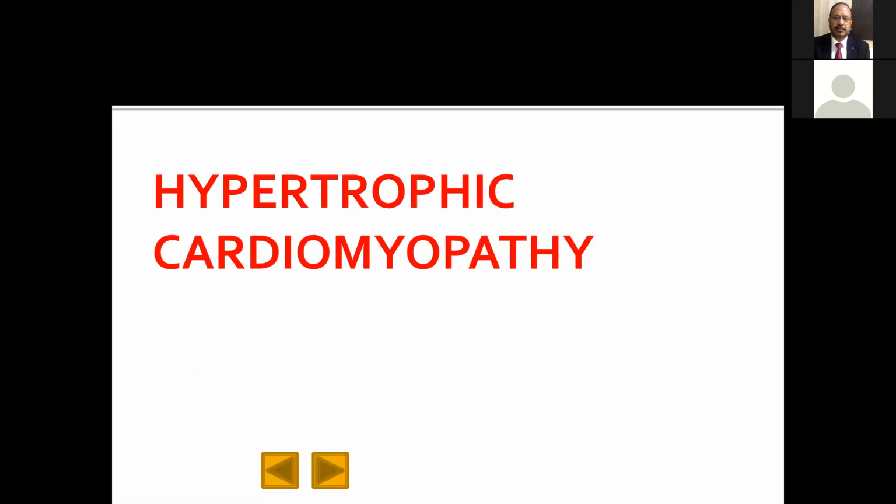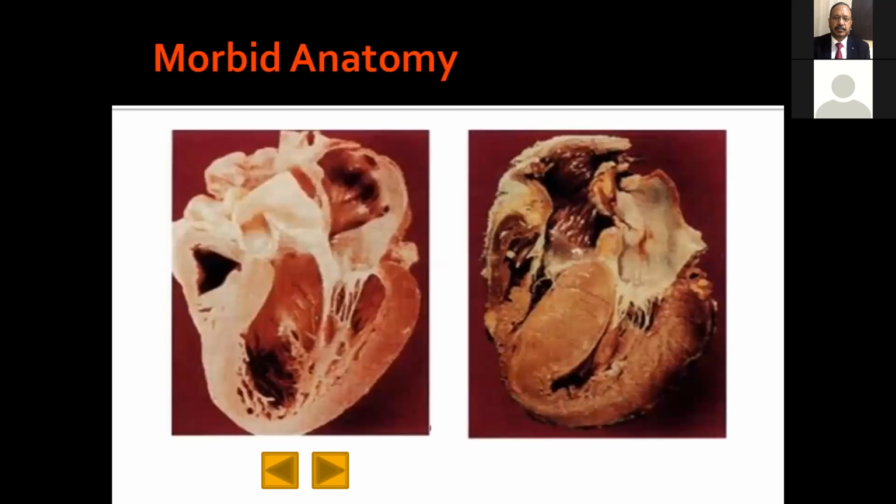Next, we come to the topic of hypertrophic cardiomyopathy. Again, this is a normal heart, postmortem specimen. This is a heart of a person who had hypertrophic cardiomyopathy. Look at the interventricular septum. The septum is very much thickened compared to that of the normal heart.